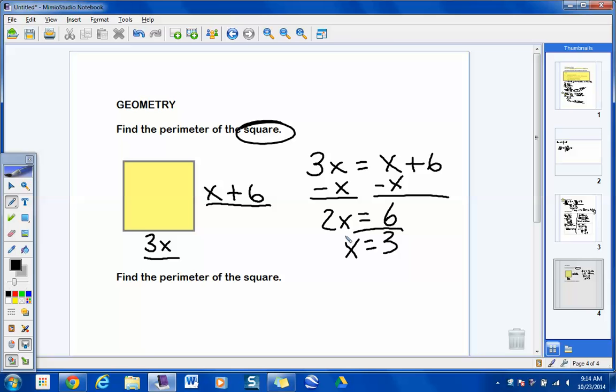Now if the directions had said, let's just solve for x and be done with it, would you be done? You bet you would. But what are we trying to find here? What am I looking for? A perimeter. Perimeter of the square. I've got to know the distances. All right? Watch this right here.